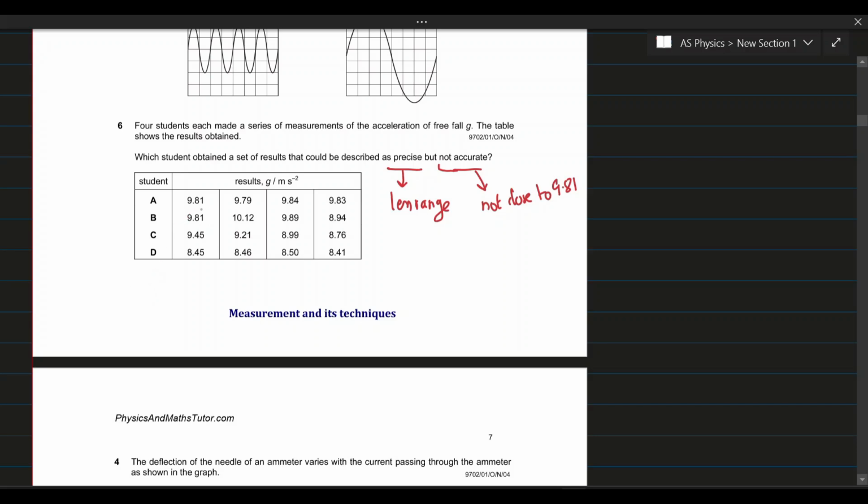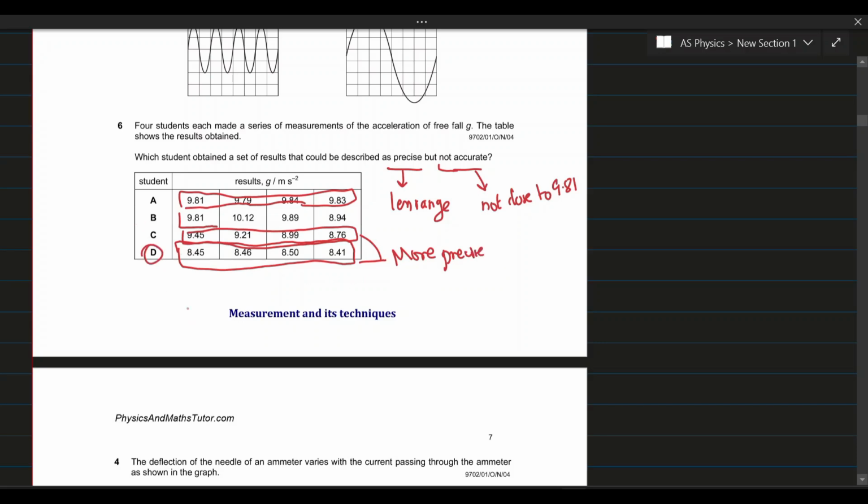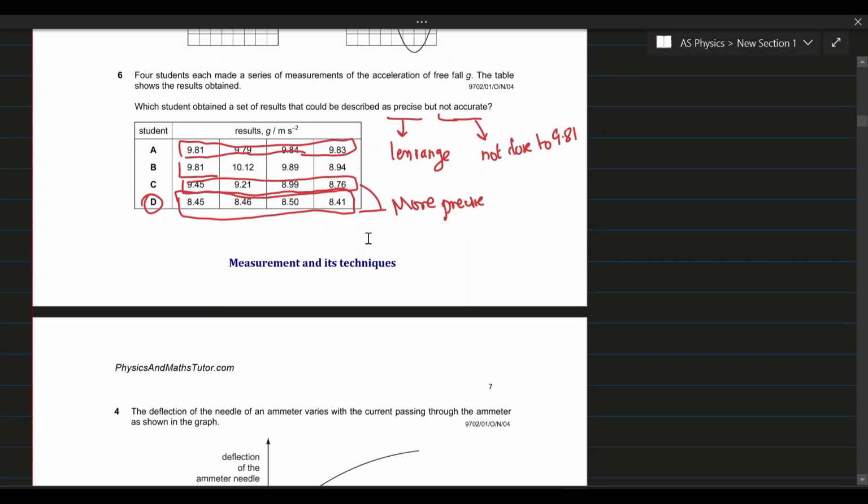So in the first row we can see that the values are not close to it. Some of them are close in this one also. We can consider this option and this option. Now we need to see which one is more precise. So more precise is D. C has a greater range as compared to D, so D would be your correct answer. You need to analyze each and every option very carefully.